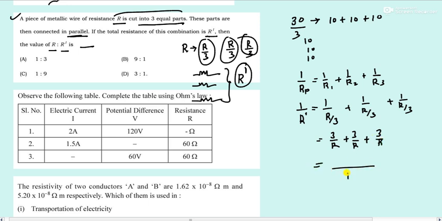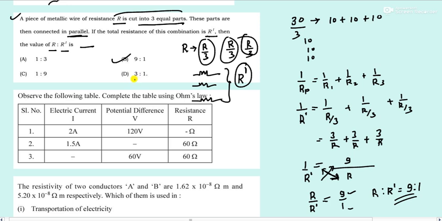So if you take R common, you will get 3 plus 3 plus 3, that is 9. And what is this? This is 1 by R dash. Now do the cross multiplication. You can just bring this R here and keep R dash as it is. Here 9 and 1 will come to this place, it becomes 1. So R by R dash, or R is to R dash, is equal to what? 9 is to 1. So option number B.